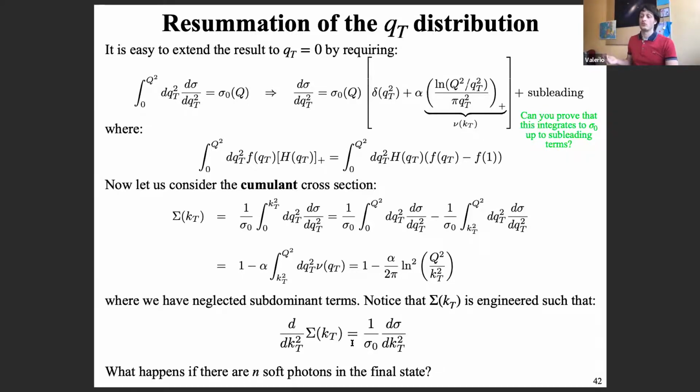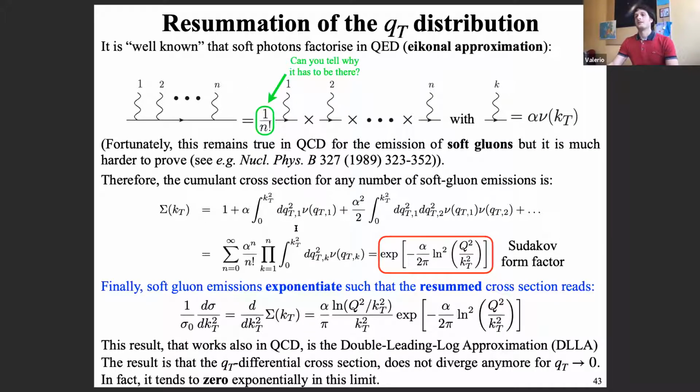What happens if you include n photons in the final state? Well, there is a well-known result. You can check it in Peshkin-Schroeder, that tells us that soft photons factorize in QED. This is the so-called eikonal approximation. If you have an electron that emits n photons, and all these photons are soft, then the amplitude can be written in terms of the product of amplitudes of single soft photon emissions, weighted by this factor 1 over n factorial, which I would invite you to understand why it has to be there. And the single emission of a soft photon is parameterized by something proportional to the coupling alpha and a function of KT.